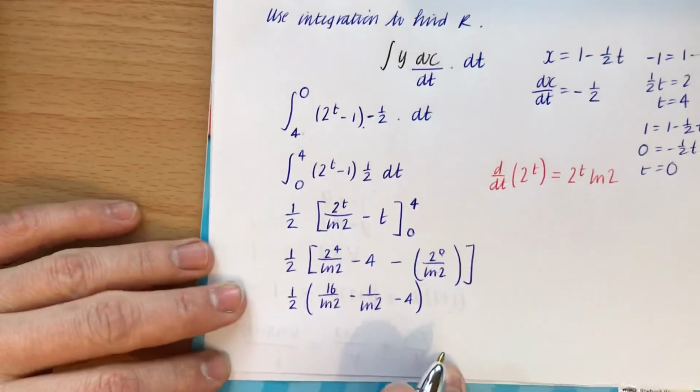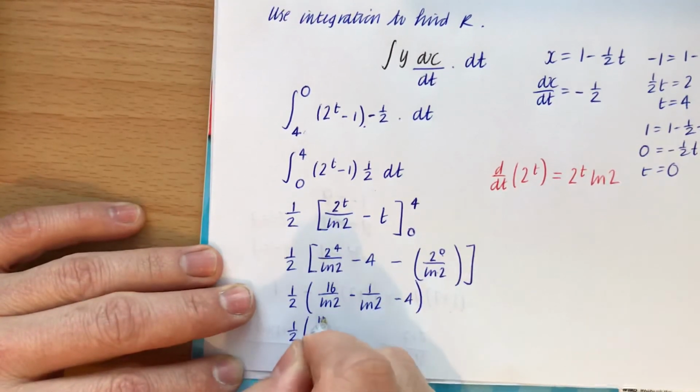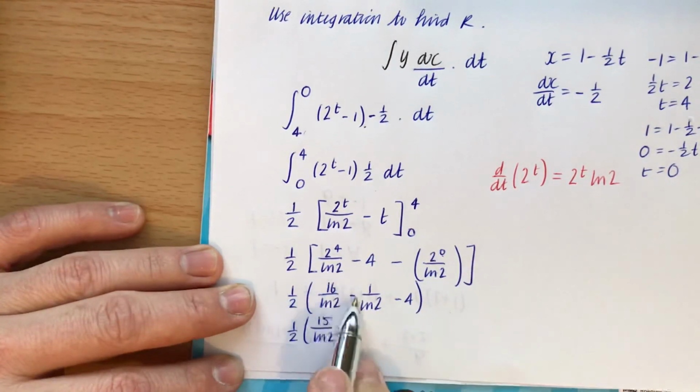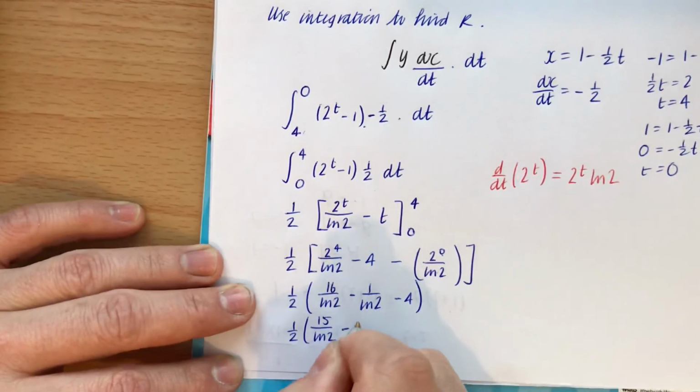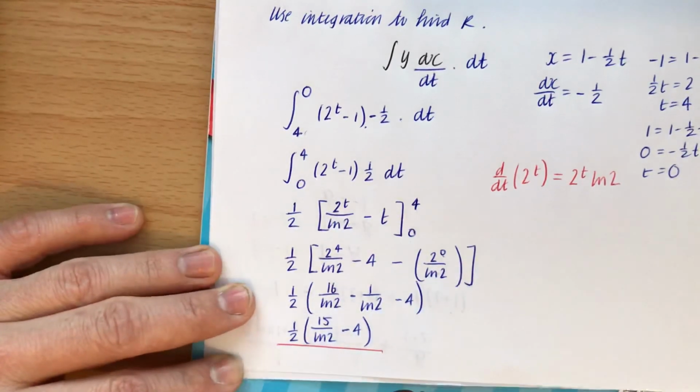So last couple of steps here. A half bracket 15 over log 2. They've got a common denominator, 16 take away 1, minus 4. And there's our answer.